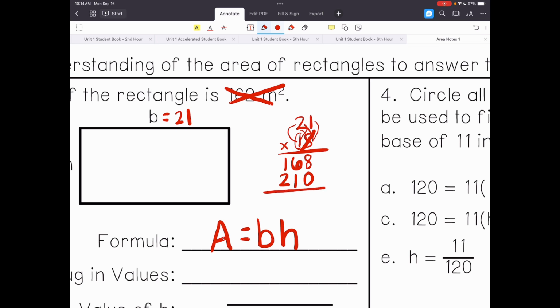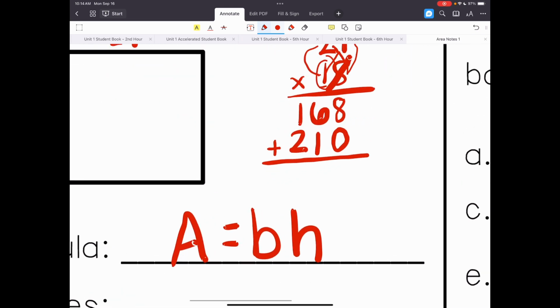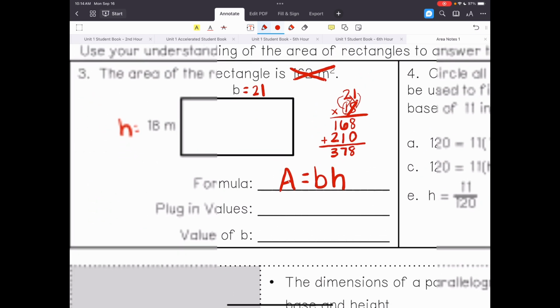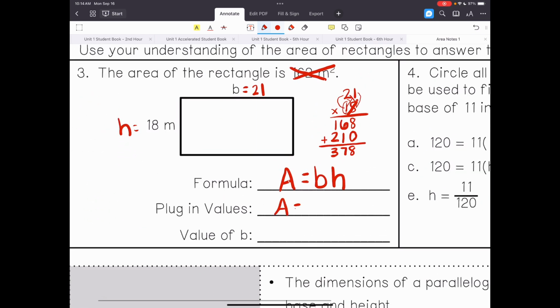So we're talking about our place value being in the correct spot. These are what we call partial products, so we need to add those up. So 8 plus 0 is 8, 6 plus 1 is 7, and 1 plus 2 is 3. So based on our measurements, when we did our 21 times 18, our answer ended up coming out to be 378, and it's got an M on it. That's for meters, so that's meters squared.